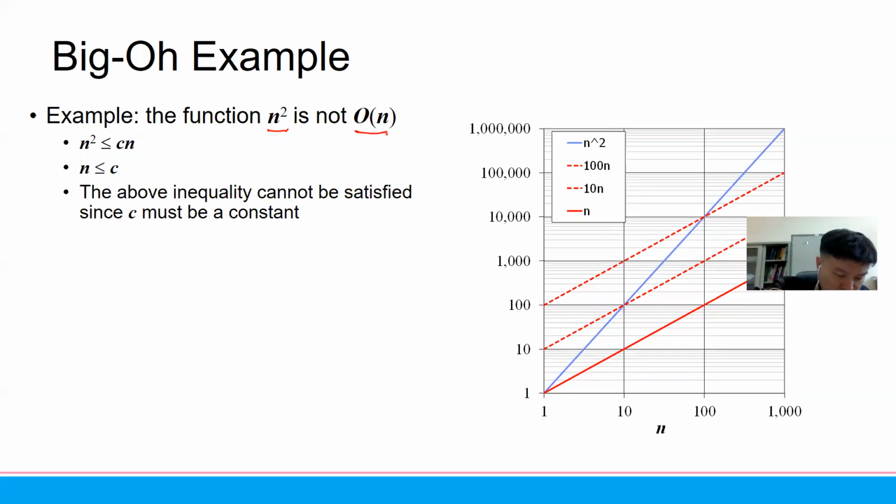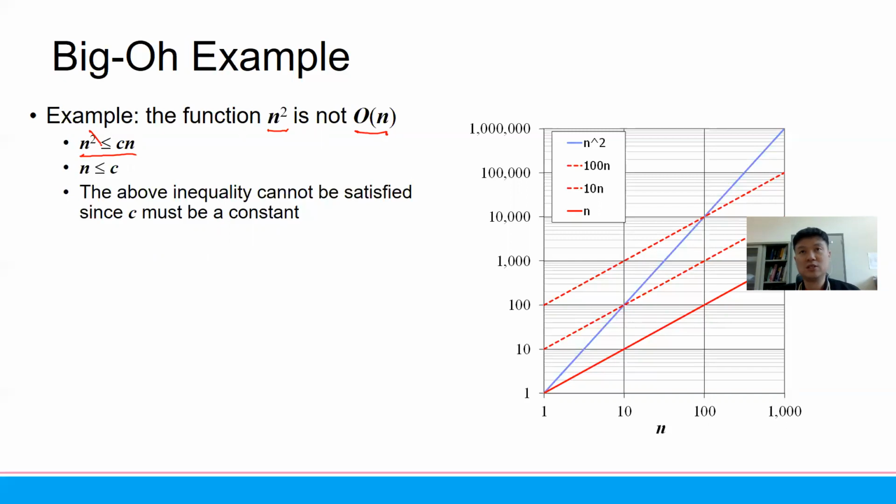So if you have this symbol, n power of 2 is less than or equal to cn, c multiplied by n. By the arithmetic operation, we can just omit the square here, then you have n which is less than c. So is there any n which is less than c? So the above inequality cannot be satisfied since c must be a constant.